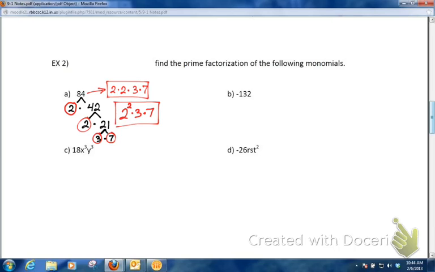All right, very good. So let's do negative 132. Negatives have one little trick to them, one little extra step, and that is that the very first branch needs to be negative 1 times the positive number, and then you count negative 1 in as your prime number. So negative 1 times positive 132, and now I'm going to break down 132. Again, it's an even number, so I know 2 is going to go into it, so I'm going to use 2 and 66.